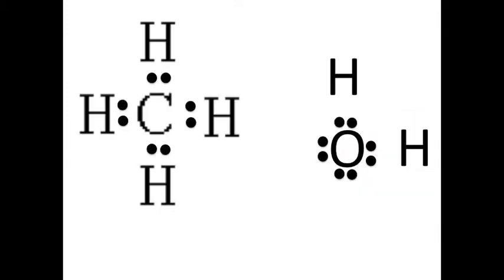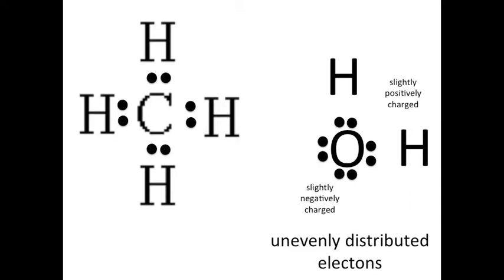Let's compare our drawing of methane to our drawing of water. Unlike oxygen, which pulls the electrons closer to itself, the carbon atom shares the electrons equally with the hydrogen atoms. The electrons are evenly distributed throughout the molecule. The uneven distribution of electrons in the water molecule makes one side of the molecule slightly positive and the other side slightly negative. But the methane molecule has evenly distributed electrons. Will there be any charged areas of the methane molecule?